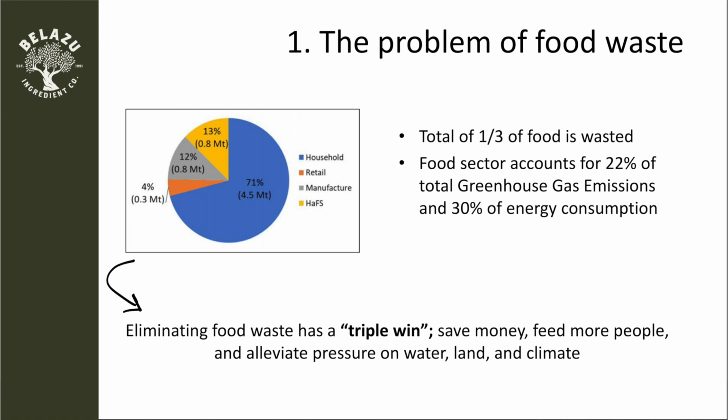So one third of food is wasted, and the food sector accounts for 22% of total greenhouse gas emissions and 30% of energy consumption. So if you think that one third is wasted, it does account for a lot of energy being wasted. The graph is showing that while manufacture and retail account for 25% in total, if you look at household food waste, it's actually the biggest chunk. So food waste has a triple win. You can save money, feed more people, and you can alleviate pressure on water, land and climate.